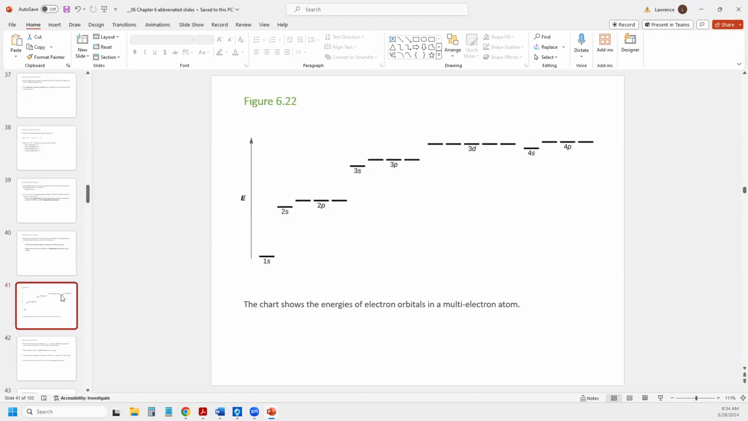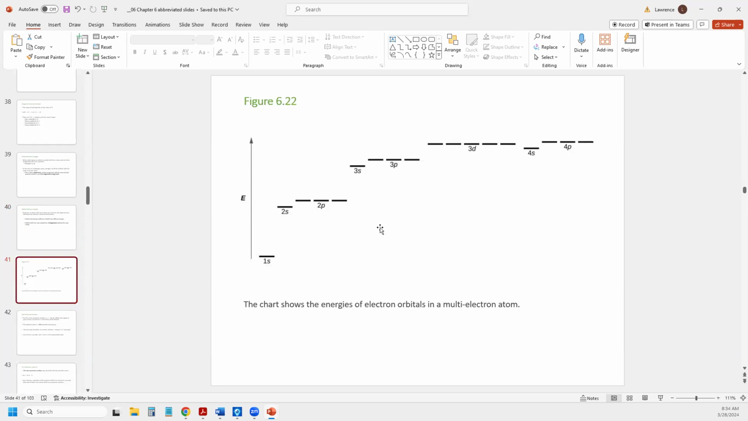We can also plot the relative energies, and this is what you'd want to be able to do. You want to be able to generate this plot from scratch. Blank sheet of paper, make this plot. What you'll notice is that as you go from the 1s to 2s to the 3s, forget about the 4s for a minute, there's a big jump in energy.